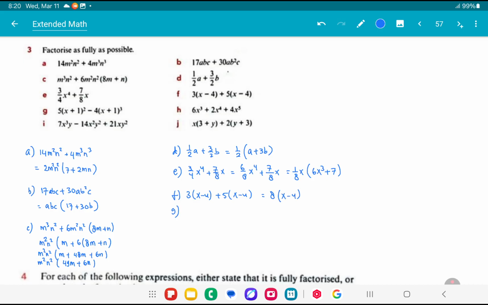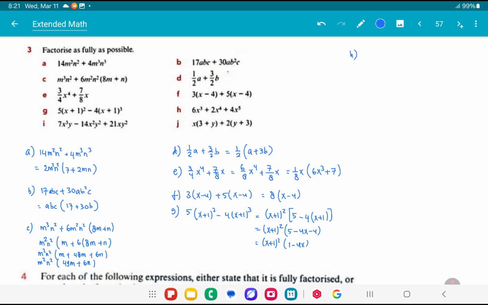For question G, 5 multiplied by (x plus 1) squared minus 4(x plus 1) cubed. We factorize the (x plus 1) squared. The remaining is 5 minus 4 multiplied by (x plus 1). And we simplify (x plus 1) squared. And then 5 minus 4x minus 4, which equals (x plus 1) squared and (1 minus 4x).